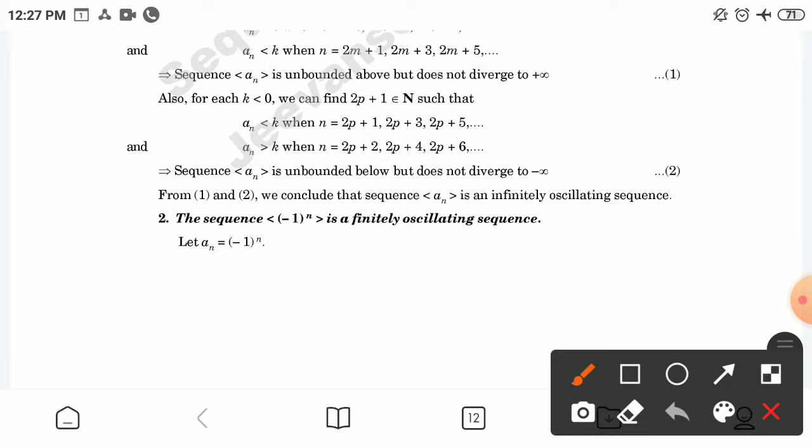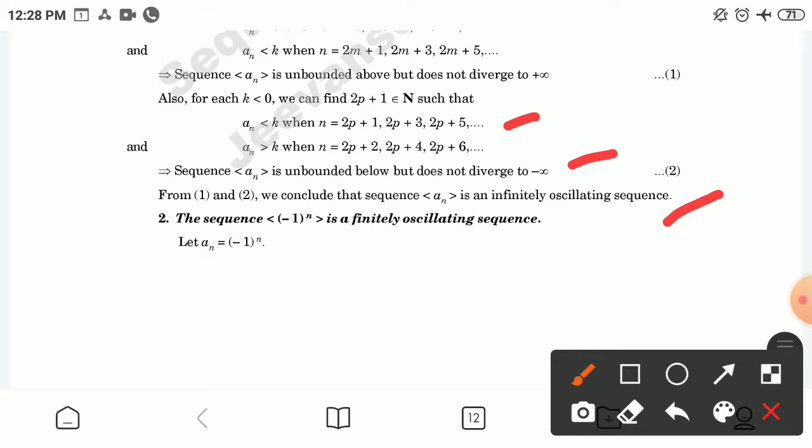Also, for each k less than 0, we can find 2p plus 1 belongs to N such that an is less than k when n is 2p plus 1, 2p plus 3, 2p plus 5, and an is greater than k when n is 2p plus 2, 2p plus 4, 2p plus 6. This implies sequence an is unbounded below but does not diverge to minus infinity. From first and second, we conclude that sequence an is an infinitely oscillating sequence.